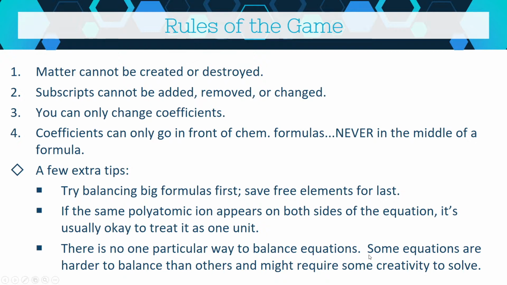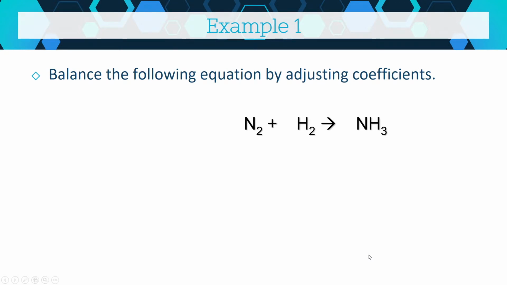So most reactions tend to have a pretty obvious next step, or at least a couple of ways you can go about doing it, and it won't be too difficult to approach them from either direction. So let's have a look at a couple of examples. Here we've got N2 plus H2 gives NH3.